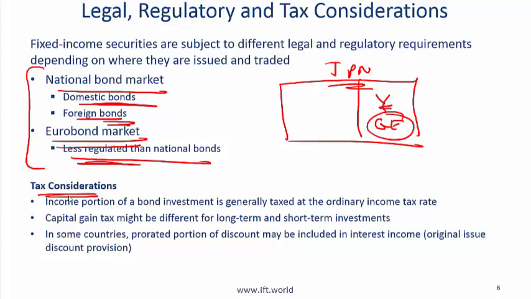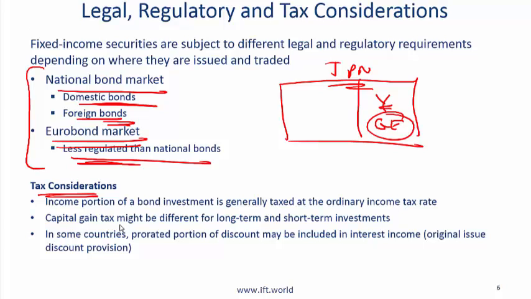Tax considerations. The income portion of a bond investment is generally taxed at the ordinary income tax rate. So this is a straightforward concept. Let's say you buy a bond and you get a coupon payment. That coupon payment is considered your income, and in most countries that coupon payment will be taxed just like your ordinary income is taxed, and at the same rate as your ordinary income.